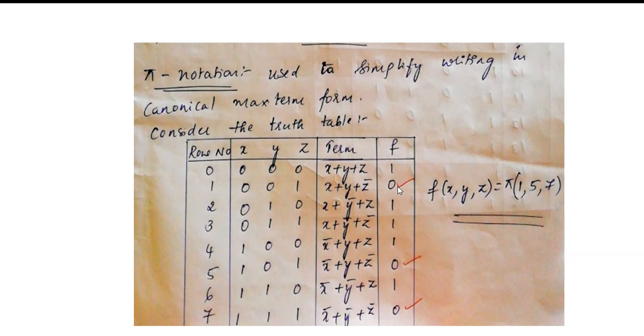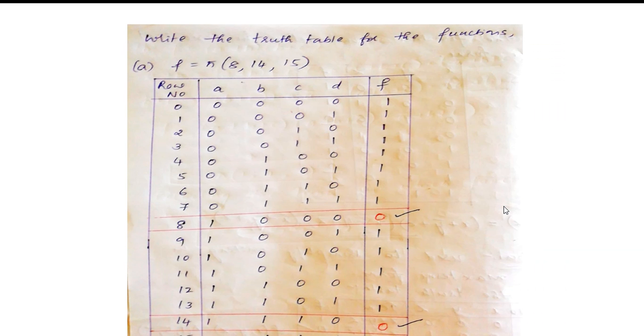Okay. For the first 0, what is the decimal equivalent of this combination? It is 1, right? Only thing is you need to use the symbol pi of 1. Okay, for this it is 5. Okay, next for this it is 7. This is pi notation. Okay, it's in a similar manner. See here, the pi notation is to be given of max terms.